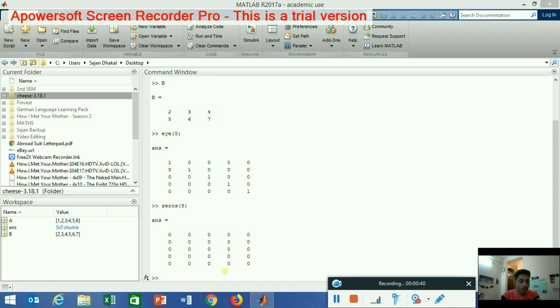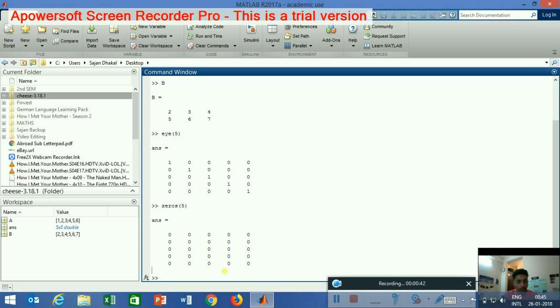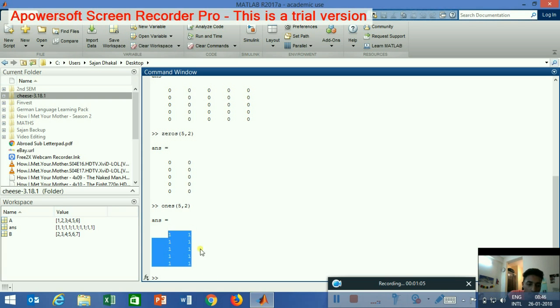What if we wanted a non-square matrix? We can also type zeros and make it here order 5, 2. Okay, we got our matrix, and that's the same case for ones. If we type ones 5, 2, it gives the matrix of that order as well.